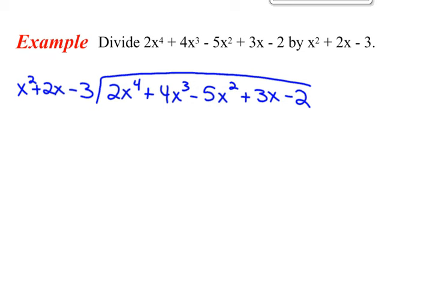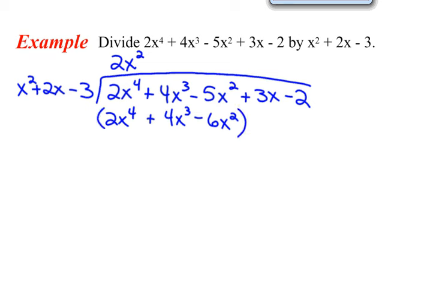So first thing to ask is, how many times does x squared go into 2x to the fourth? And the answer to that is 2x squared. So 2x squared times x squared is 2x to the fourth. Then we do 2x squared times positive 2x, and that'll be positive 4x cubed. And then we do 2x squared times negative 3, which will be negative 6x squared.